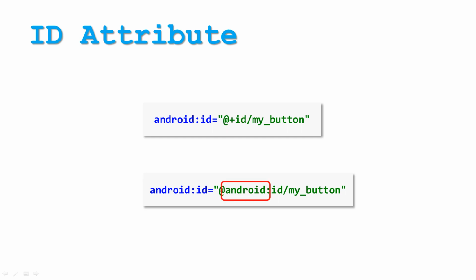With the Android package namespace in place, you are referencing an ID from the Android resource class instead of the ones you created.